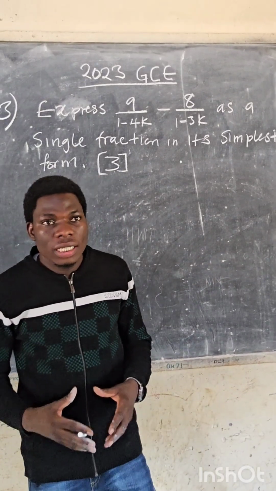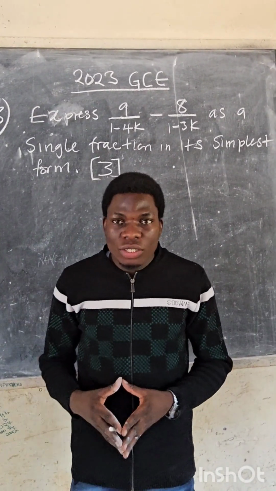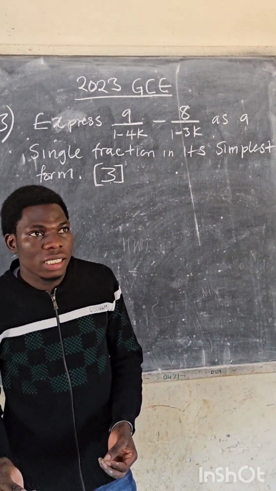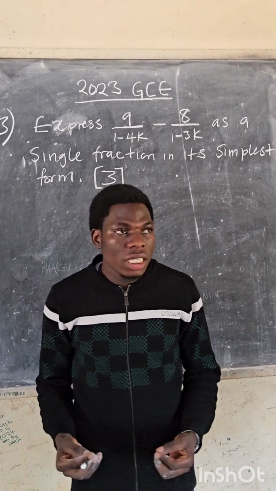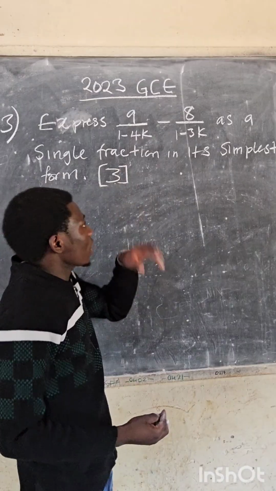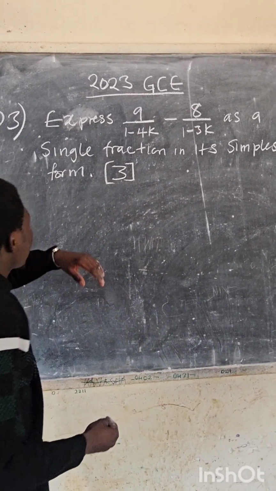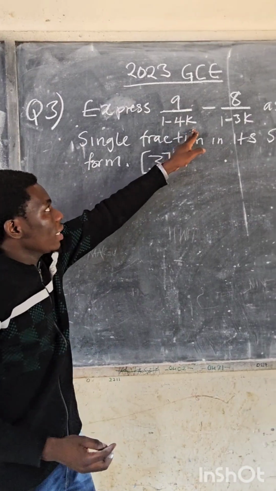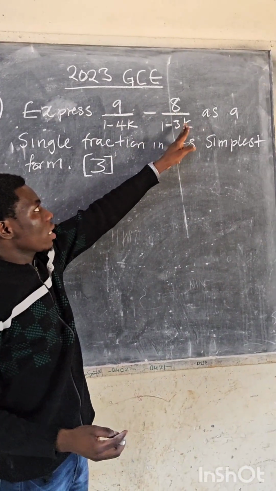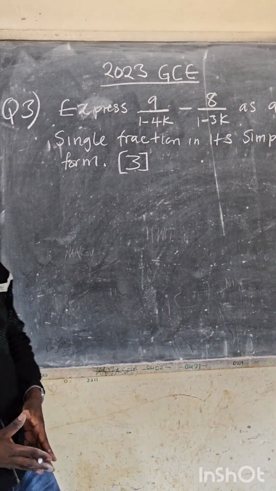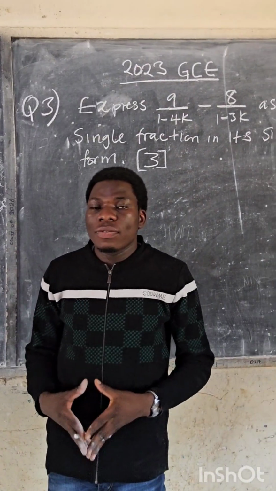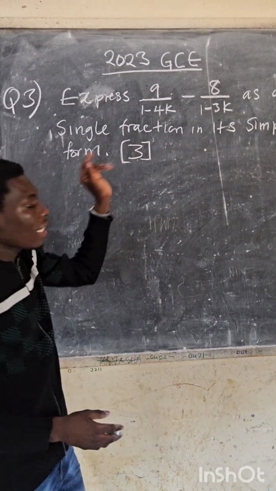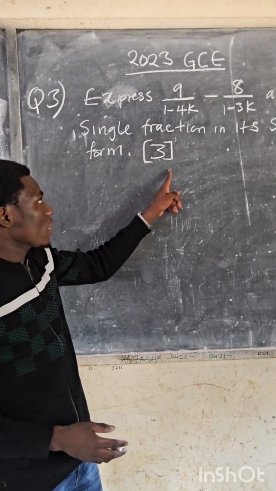Behind me is a grade 12 question, paper 2, which came in the 2023 final examination GCE. This is question number 3. It says: express 9 over 1 minus 4k minus 8 over 1 minus 3k as a single fraction in its simplest form. We want to express this fraction in its simplest form, and it is given 3 marks.